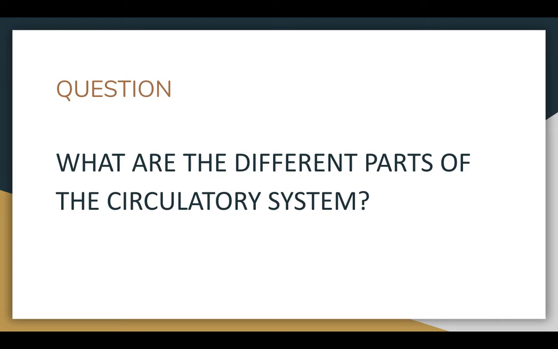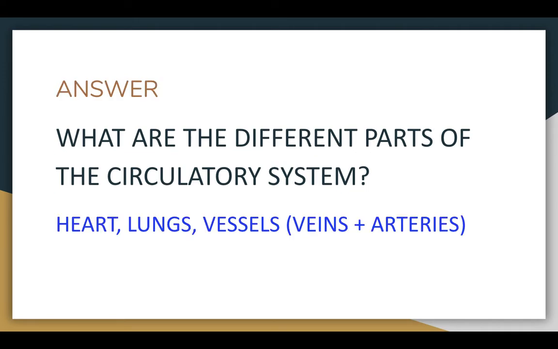Next question, what are the different parts of the circulatory system? Go ahead and pause and then unpause when you're ready. So, different parts. We have the heart, the lungs, and the vessels. And the vessels are the veins and the arteries. Remember, in your blood pressure activity, you defined veins and arteries. Arteries bring the blood away, so they carry the oxygen to the rest of the body. Veins bring the blood back, and they carry the carbon dioxide to get rid of.